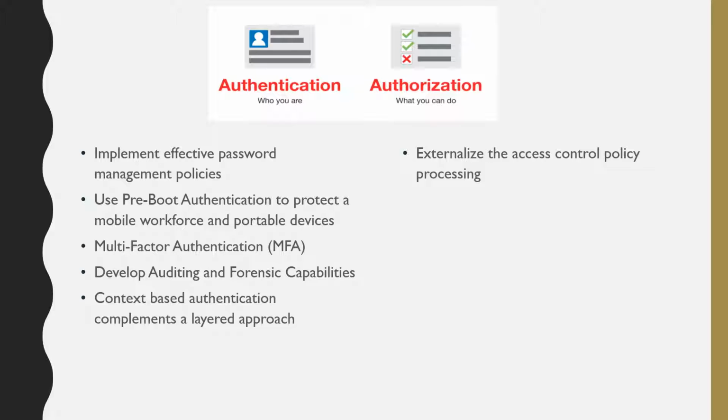Context-based authentication complements a layered approach. Context-based authentication uses contextual information to ascertain whether a user's identity is authentic or not. Based on risk profiles, organizations may limit access to specific systems or content items based on the user's criteria.